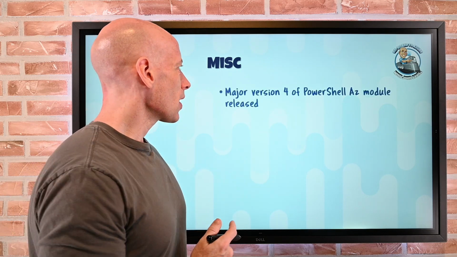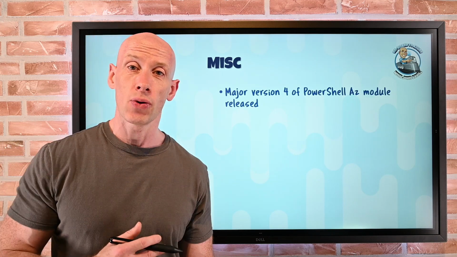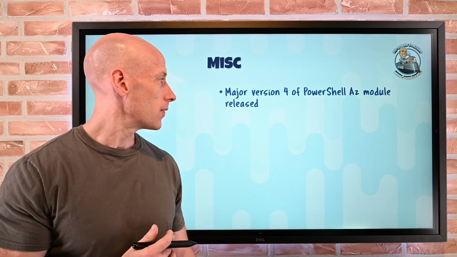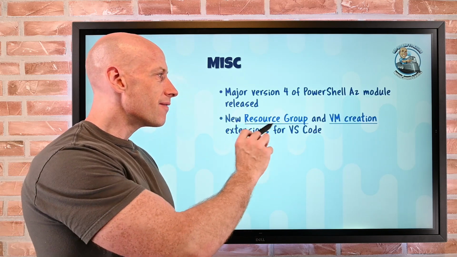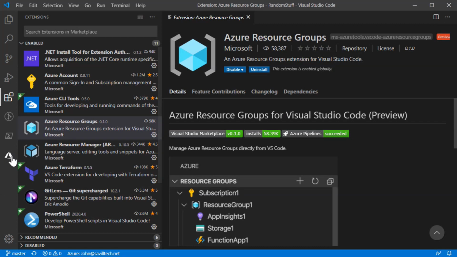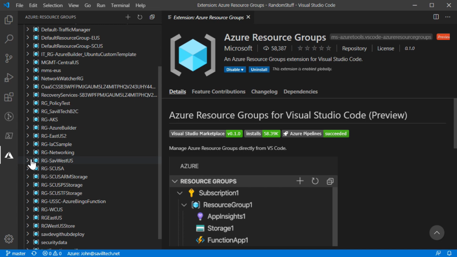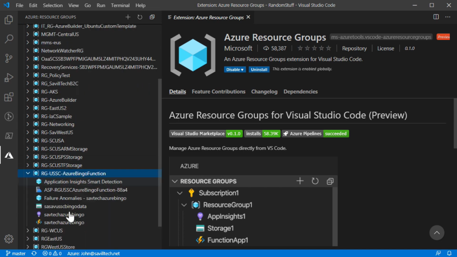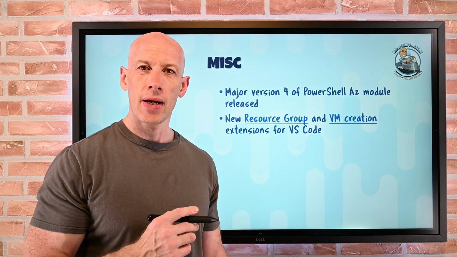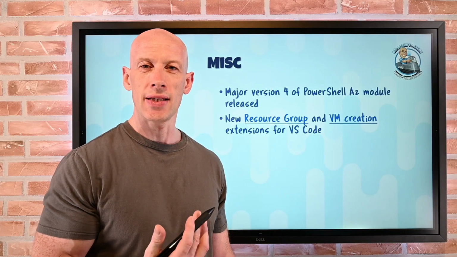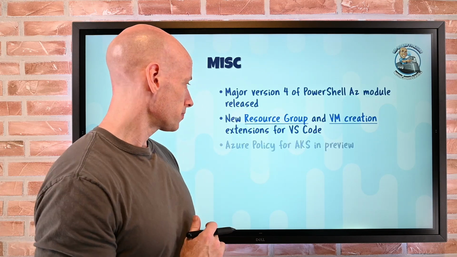Other stuff, major, we now have version 4 of the Az module for PowerShell for Azure. So go and upgrade this. There is a new resource group and VM creation set of extensions for VS Code. So the resource group one lets me go and see my resource groups. I can create new resource groups. I can see the resources inside them. For the VM creation extension, I can now go and create Ubuntu Linux virtual machines. It sets up SSH for me automatically so I can quickly go and interact.